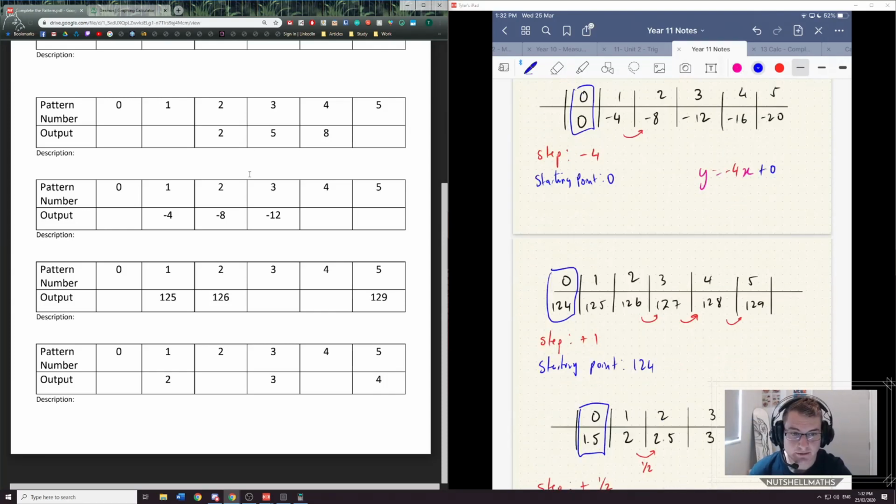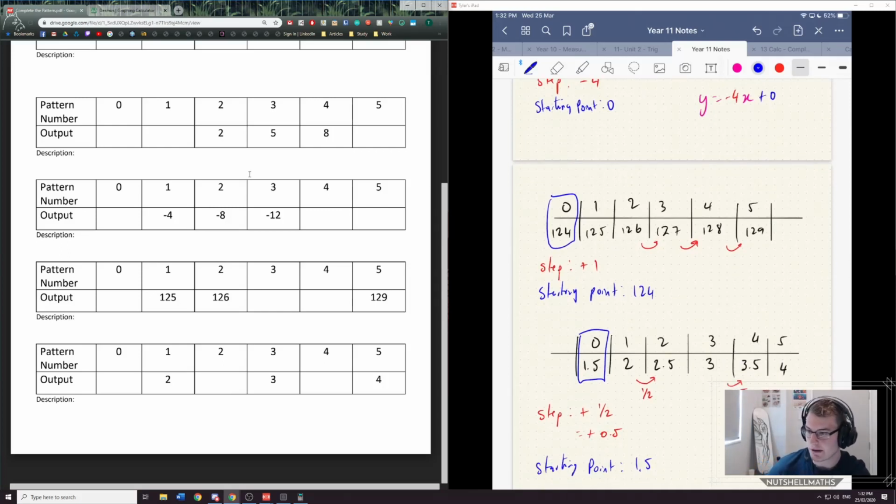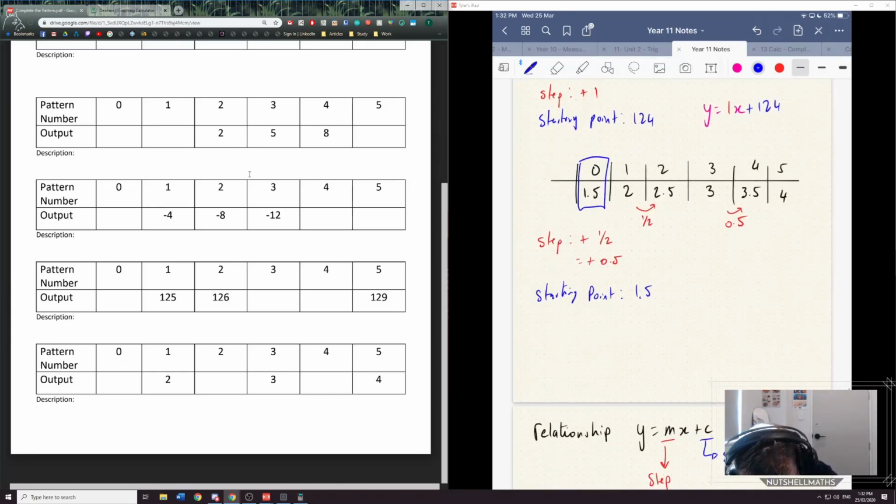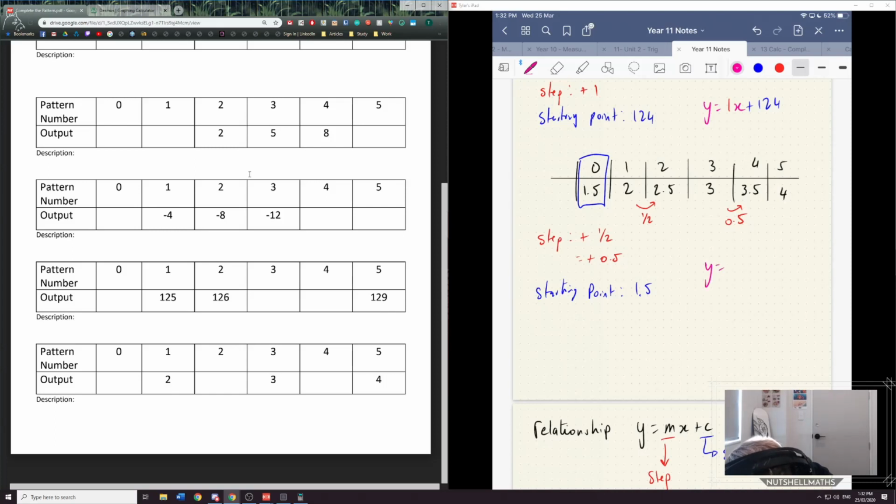Are you seeing this pattern here? Right? This whole unit is about patterns. Y equals our step 1 and our starting point plus 124. And the last one, our step, which is a half, and our starting point plus 1.5.